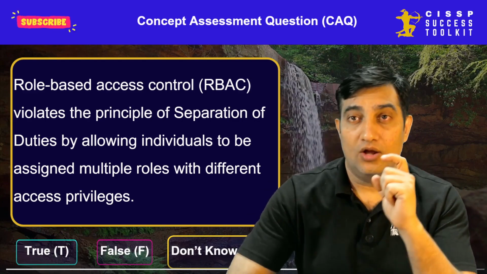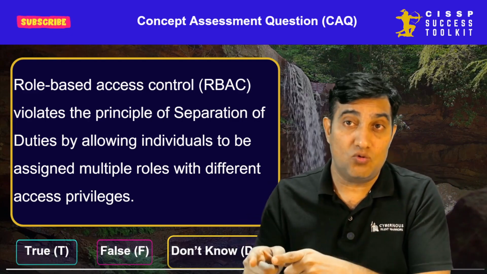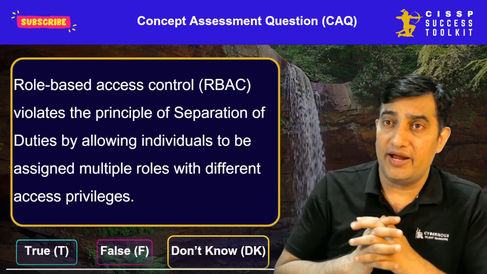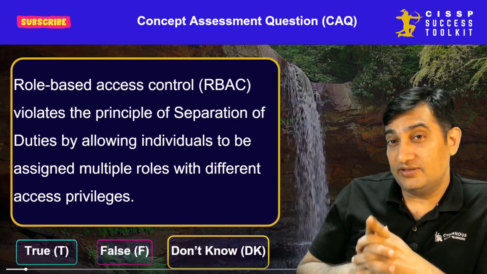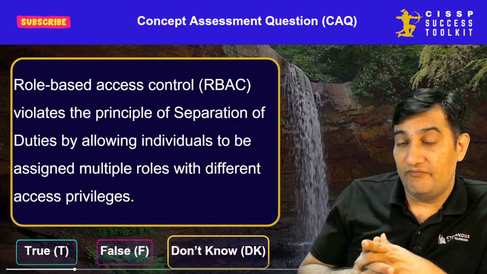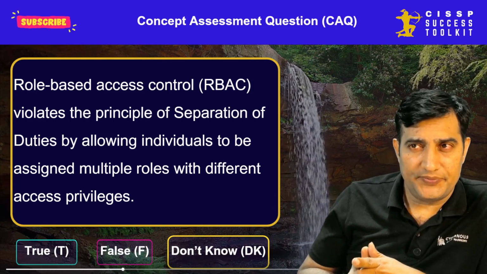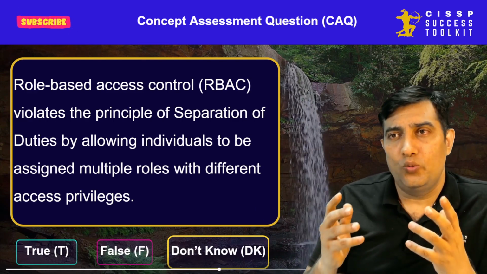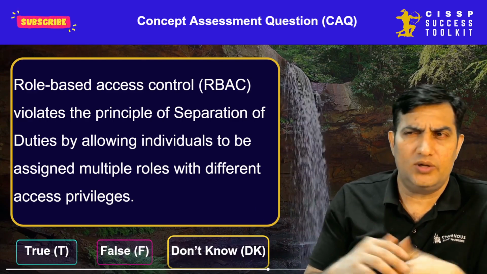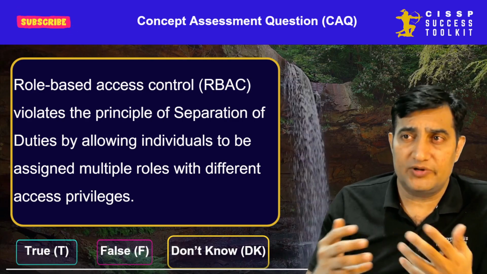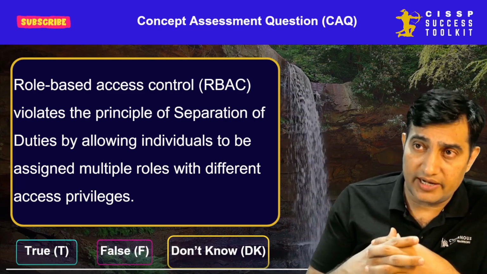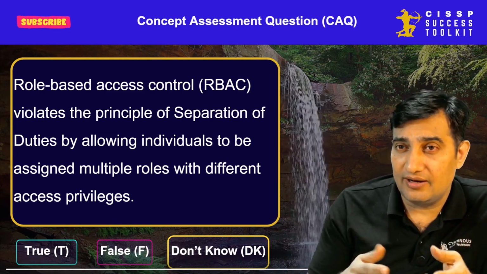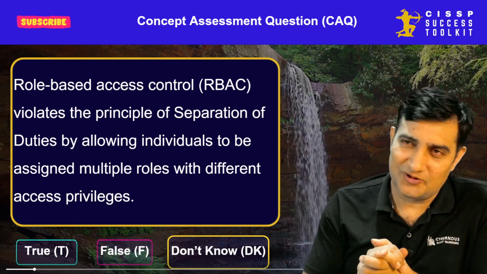This question says, role-based access control violates the principle of separation of duties by allowing individuals to be assigned multiple roles with different access privileges. Now here, before you are able to answer this particular question, we need to first understand what is RBAC, what is the separation of duties, how they are interconnected, and what is the relation between them. If you get there, definitely you can answer this particular question.